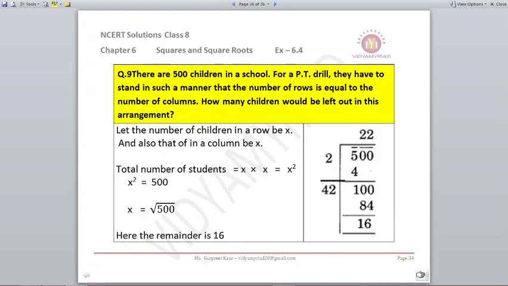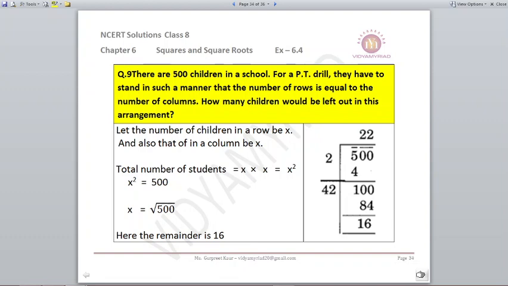There are 500 children in a school. For a PT drill, they have to stand in such a manner that the number of rows is equal to the number of columns. How many children would be left out in this arrangement? Left out, that means we have to find the remainder. So let's see the square root of 500.